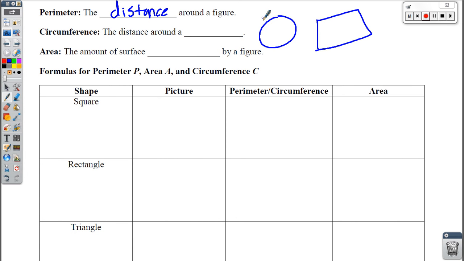When we have a circle, we have a special word for perimeter. It's called circumference. So the circumference is just the distance around a circle. So if you walk around the circle, how far do you walk?